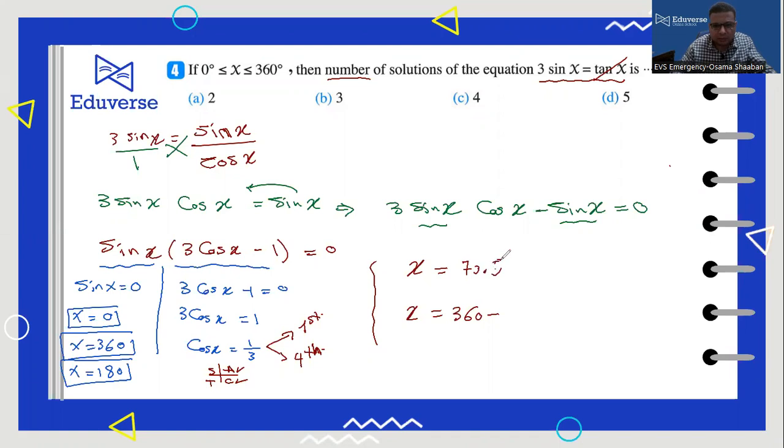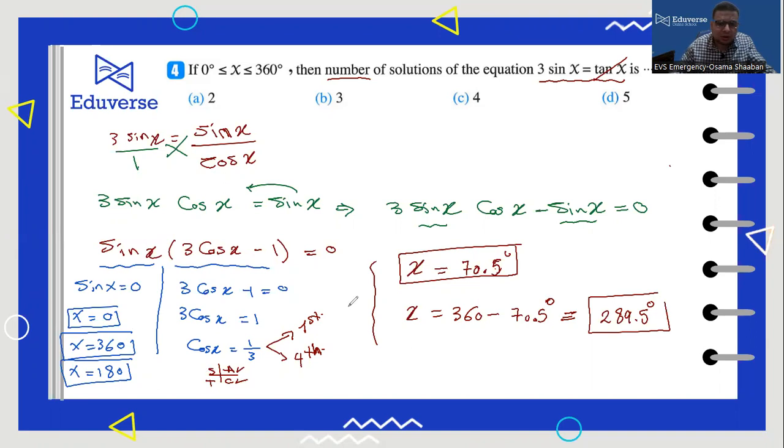70.5 degree, and this minus 70.5 degree, you will get 289.5 degree. So here you have two solutions also, and here three solutions, so totally is five solutions.